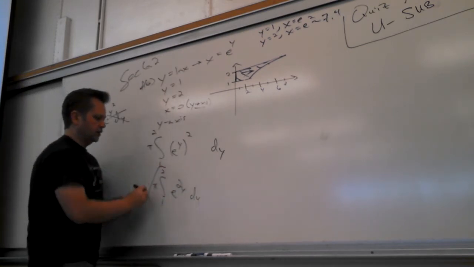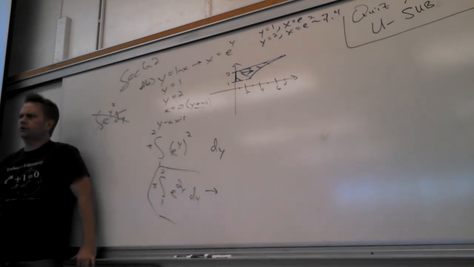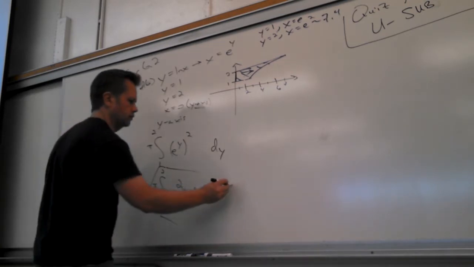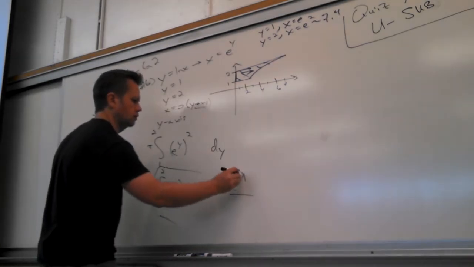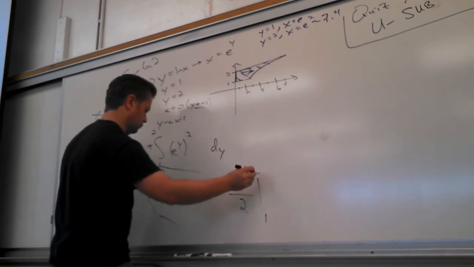And now that should be easy to integrate and do all that stuff, right? You don't even have to use u-substitution. You shouldn't have to, though you could. It would work. But what's the integral of that? Over 2. And you should evaluate it from, and don't forget your pi, 1 to 2.